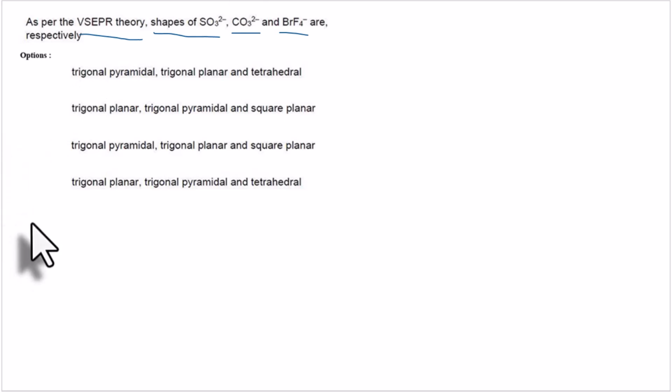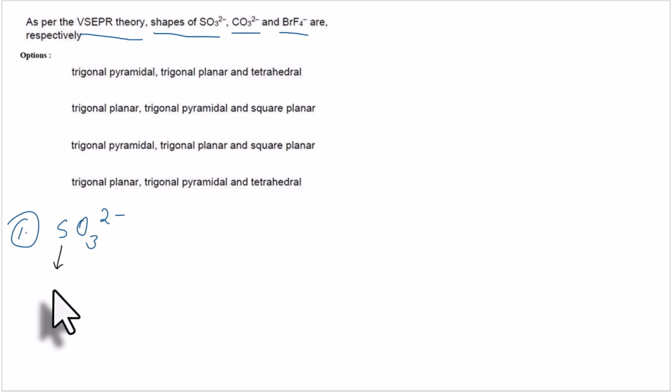Okay, so let's begin. We have the first one, let me write it, SO3 2-. Now, first of all, what was the first step? We have to identify the central atom. So we know that O3 cannot be the central atom here. There are a few rules: the atom which is least in number is chosen, and if there are similar numbers of atoms, then we have to compare their electronegativities, and so on. Here we have sulfur as the central atom.